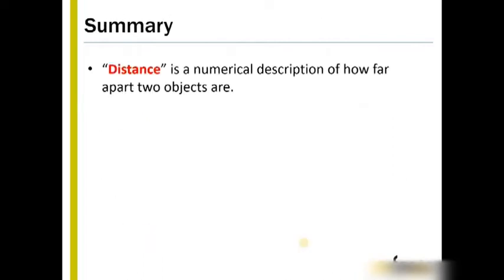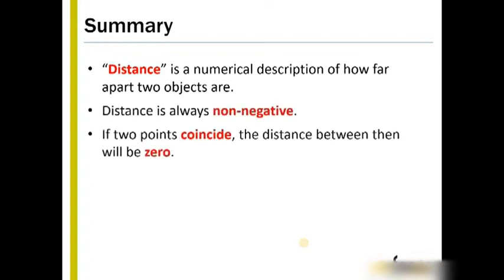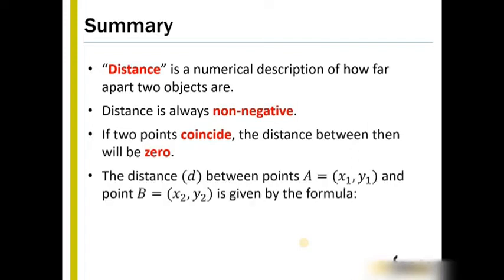Summary. Distance is a numerical description of how far apart two objects are. Distance is always non-negative. If two points coincide, that means that they are the same point. Then the distance between them will be 0. The distance d between points A equals (x1, y1) and B equals (x2, y2) is given by the formula d is the square root of (x2 minus x1) squared plus (y2 minus y1) squared.